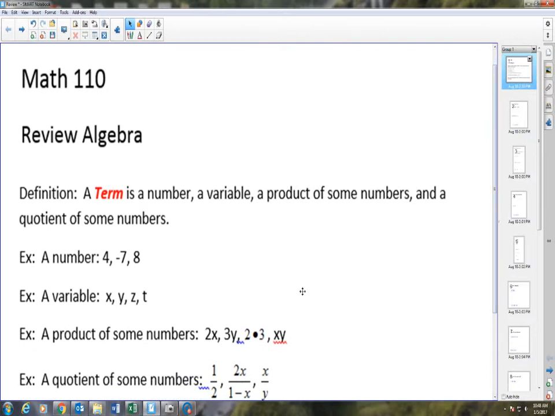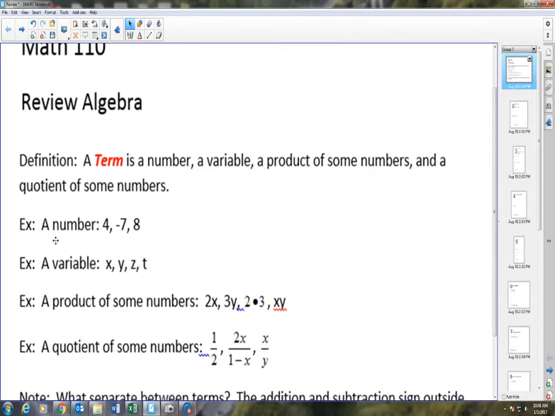reviewing algebra, talking about the concept of terms. Understanding terms is very important because term dictates how we look at algebra. Term dictates how we solve equations and simplify expressions. So a term by definition is a number, a variable, a product of some numbers, and a quotient of some numbers. For example, any number that you see, like a 4, a -7, an 8, is considered a term. Every number is considered a term.